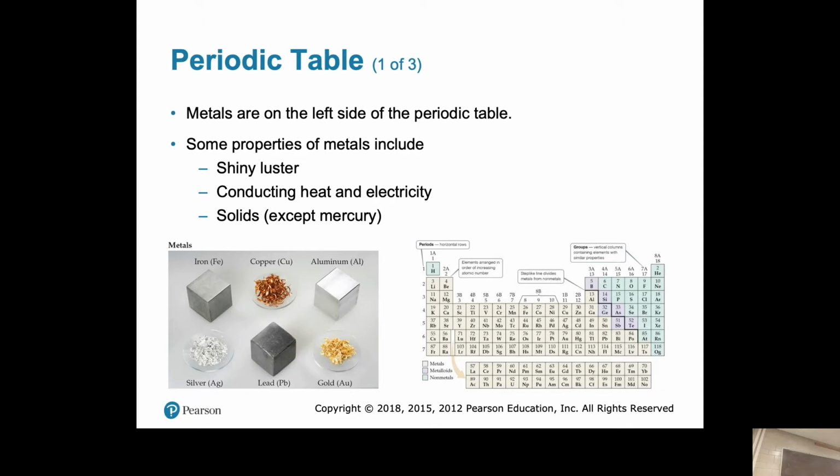So some properties of metals, right? Metals are obviously very shiny looking. They conduct heat and electricity, and they're solid. They're all solid, but the only metal that's not a solid is mercury, which I think I told you the story.